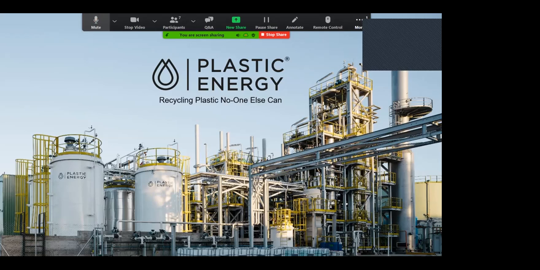I got the chance to actually go see one of Plastic Energy's facilities in Spain, in 2019. I was over there for an agricultural film recycling conference, and contacted them and got a chance to go see. I wanted to go kick the tires, if you will, and see one of these commercial scale operations doing what it's supposed to do. And so I am thrilled to have Lauren present on their technology and what they're doing.